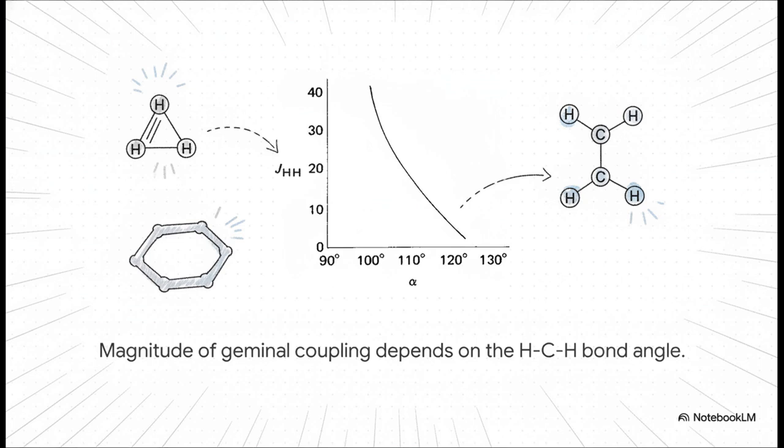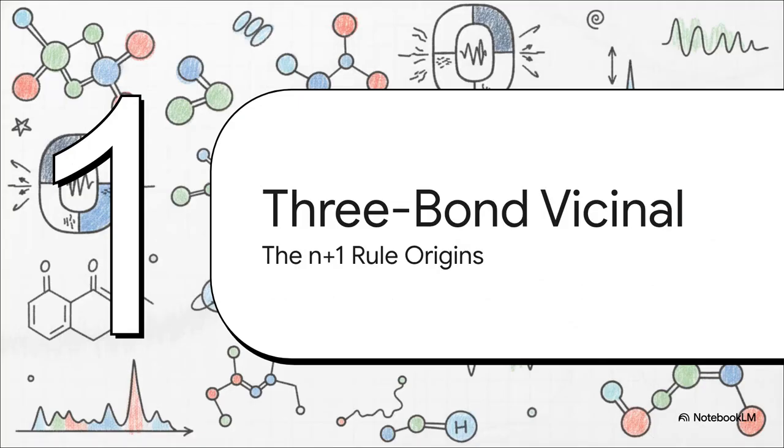In a standard tetrahedral sp3 carbon with an angle around 109 degrees, your geminal coupling sits roughly between -12 to -18 Hz. But the moment you start straining that angle in a small ring or opening it up completely, that value shifts dramatically. Next up, part 5, 3-bond vicinal neighbors.